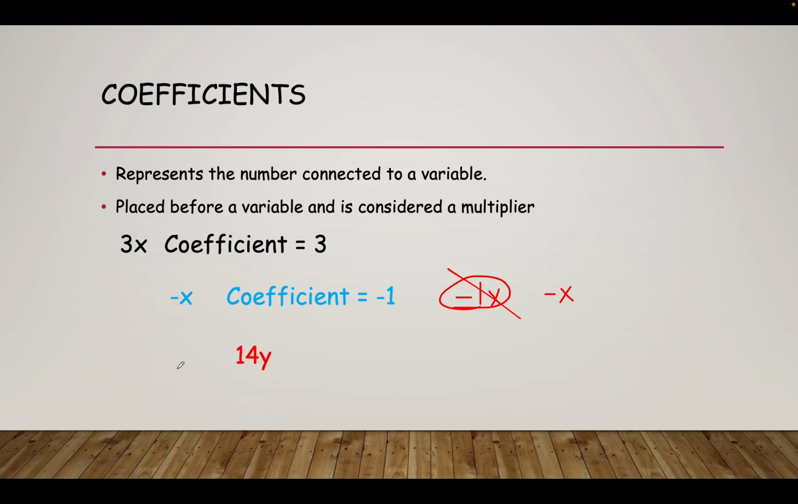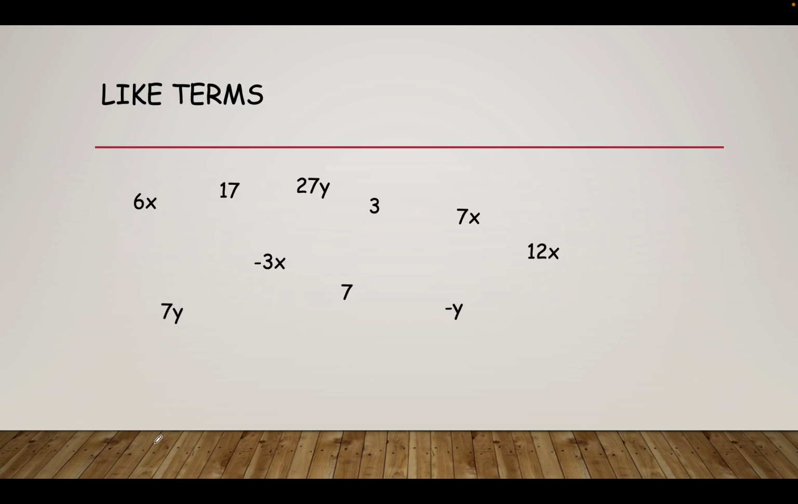Another example would be 14y. The coefficient here would be 14. Now with the coefficient, we might be talking about like terms. Like terms are terms that have the same variable connected to them. It doesn't necessarily mean the same number. So if I see 7y, oh, I see 7 again, those are not like terms because they do not have the same variable connected. The like terms are the terms that have the x's connected with them.